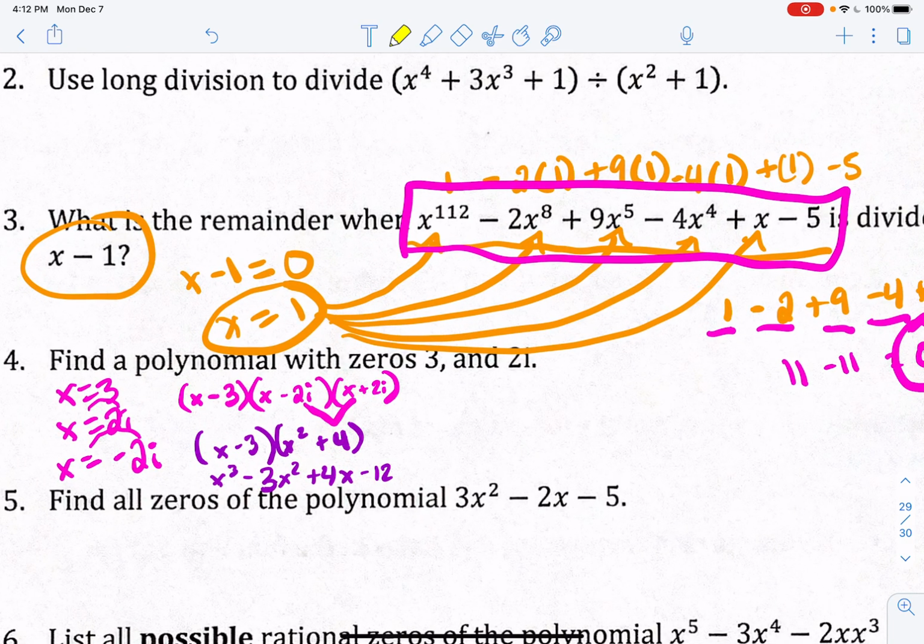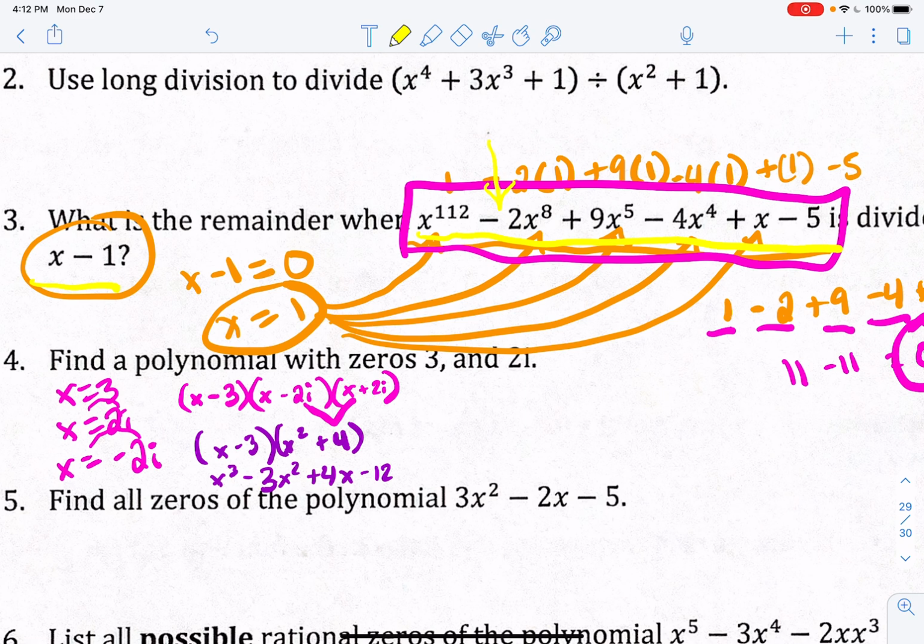So what is the remainder when you're taking this guy and you're dividing by x minus 1, okay? And if you were to actually divide this by long or synthetic division, you would have a bunch of zeros in the middle here, like x to the 112th power. You would have 0x to the 111th, 0x to the 110th, and all of those all the way through. And that would be really, really, really long and ugly to divide out.